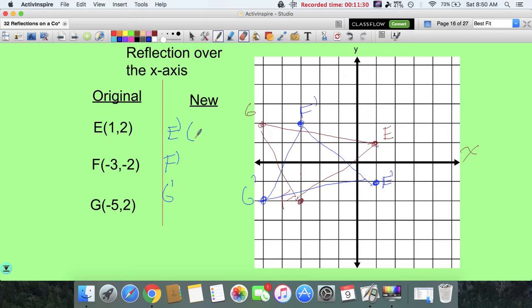E prime ends up being 1, -2. G prime, again, remember same numbers, but G prime is going to be -3 and +2 because now it's in quadrant 2. And G prime is going to go here, right? So it went from quadrant 2 to quadrant 3. And in quadrant 3, the first number is negative and the second number is negative. There you go.